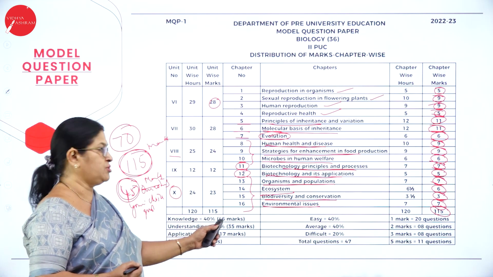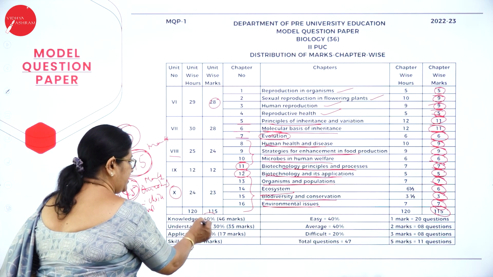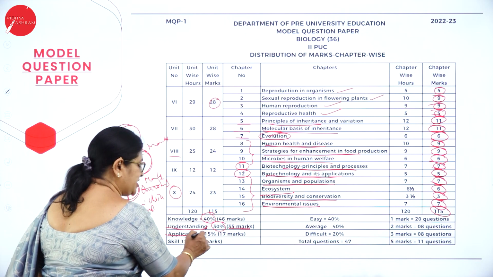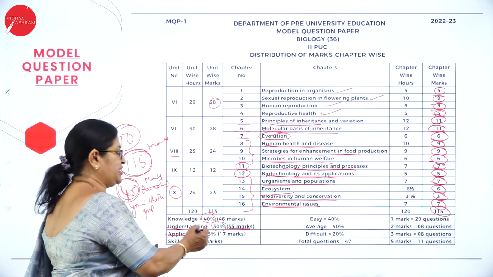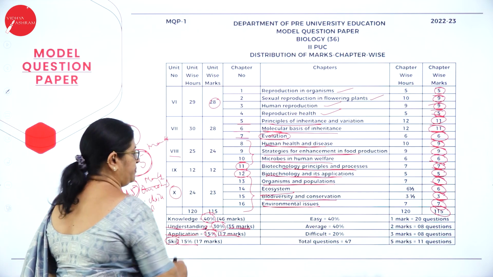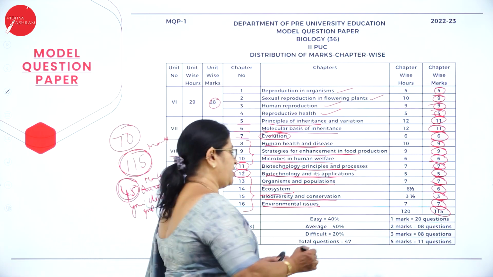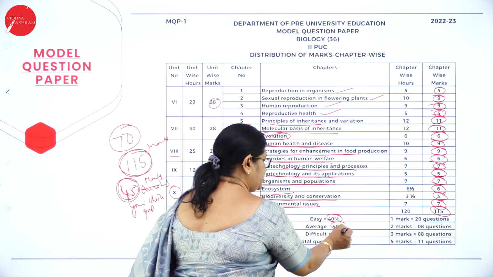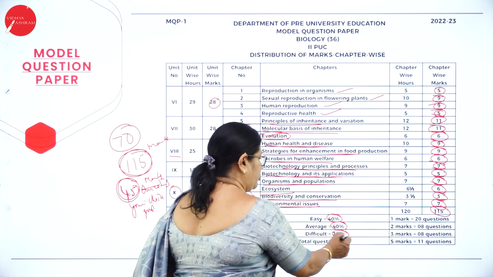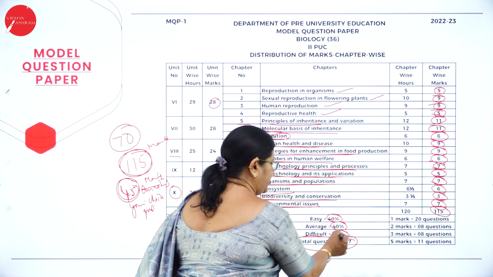So knowledge base, you'll have 46 marks, that is 40%. Then understanding 30%, that is 35 marks. Application of skills will be 15%, that is 17 marks. Skill is 15%. So essay type will be around 40%. Average will be 40%. Difficult will be 20%. Then total questions will be 47.